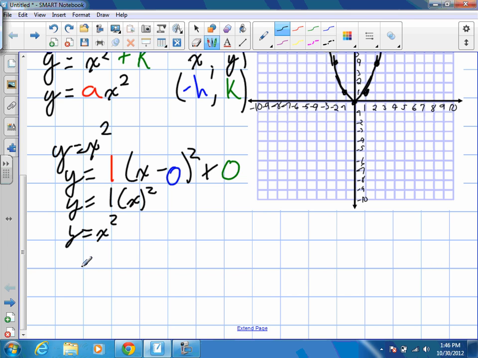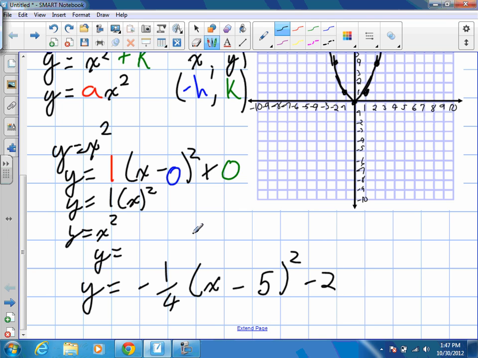Now, let's actually write an actual equation here that we'd have to graph using the information. So let's say we had negative a quarter times x minus 5 squared, and then minus 2. Okay. Now, the first thing I want you to recognize is in vertex form, which values are our h, which are our k, and which is our a. So what is our a in this instance? A quarter. Negative a quarter. Okay.